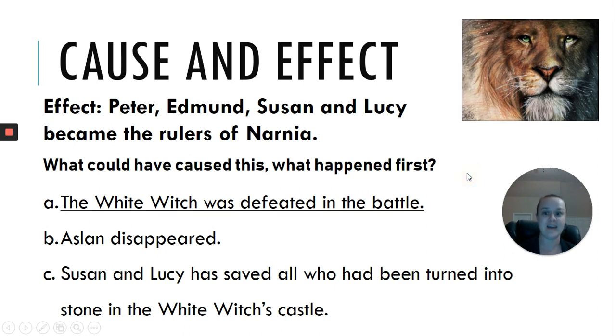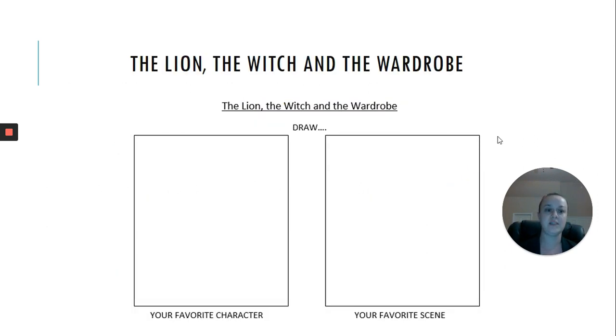Yes, that one was A, right? So the White Witch was defeated in the battle, and so Peter, Edmund, Susan, and Lucy became the rulers of Narnia. Okay, the cause, then the effect. Okay, nicely done.